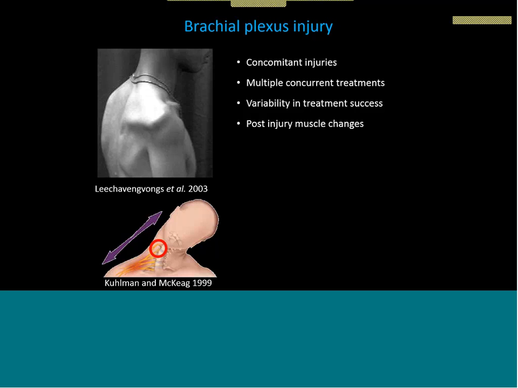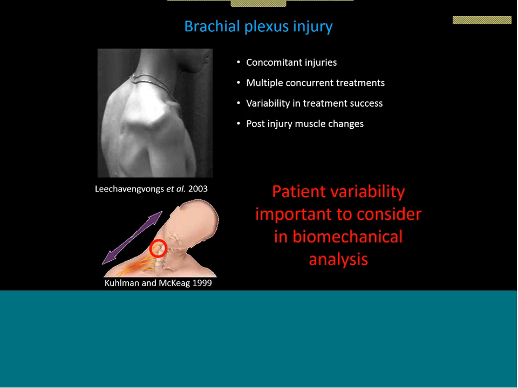So we use a computational approach so that we can isolate the effects of individual muscles or the effects of individual treatments in order to have a better understanding of how they're contributing to function in these patients. However, patient variability is really important to consider in our biomechanical analyses. We need to think about how other injuries to the surrounding muscle or the patient's response to treatment, which may vary from individual to individual, may affect our biomechanical conclusions.